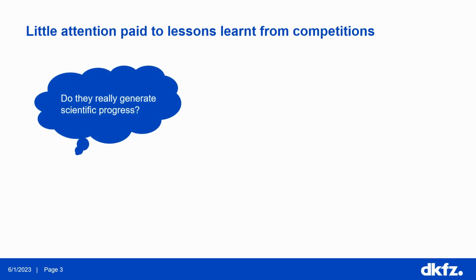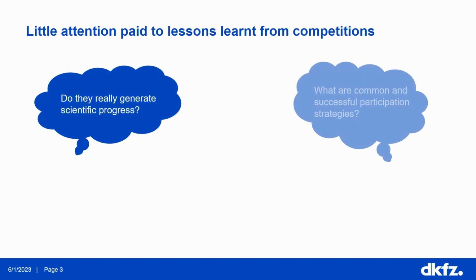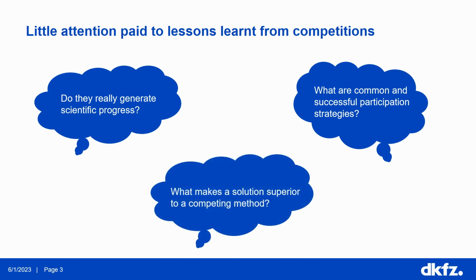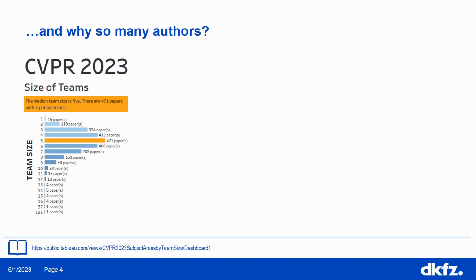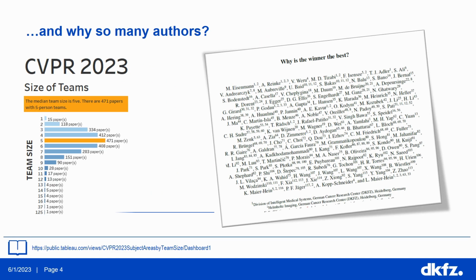Do challenges really generate scientific progress? What are common and successful participation strategies? What makes a solution superior to a competing method? In the following, we'll present our paper that will hopefully give you some answers. But first, we have to add another question to the list. Why does our paper have so many authors? The answer? In a minute or two.